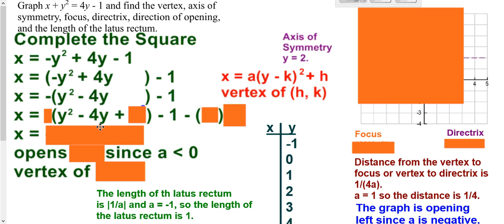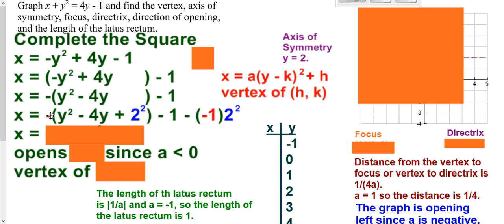Now I need to complete the square on the y, so I need to take half of that 4 and square it. Half of 4 is 2, and I square it and put it right here. Now keep in mind there's a negative in front. Whatever I add here, I need to subtract over here, because if I add something and then subtract something on the same side of the equal sign, it's a net change of 0. So if I added a 2 squared here, I need to subtract my 2 squared.